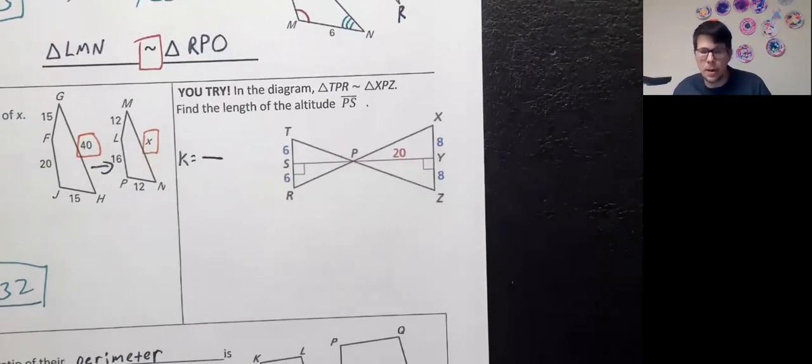Your turn. See if you can try the next one out on your own. Once again, start by making the scale factor and then see if you can find the missing side length.